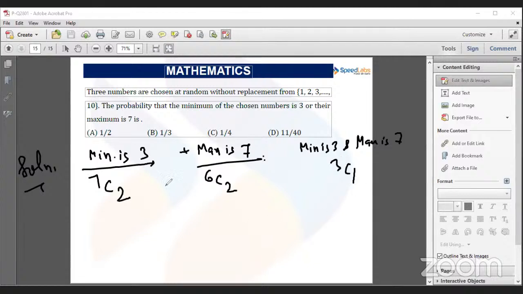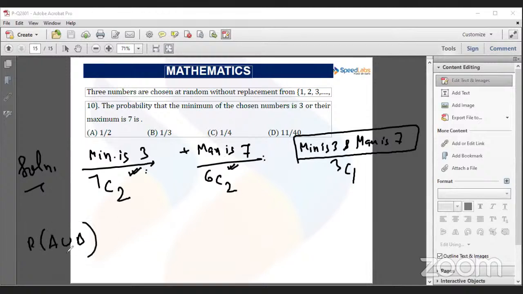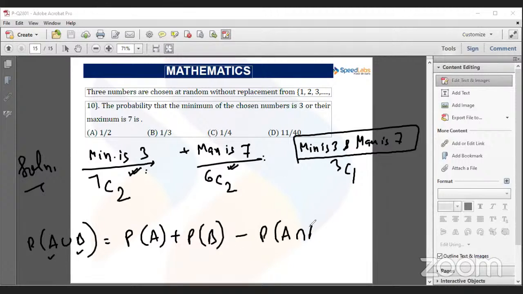Okay. And this will obviously include the case where minimum is 3 and maximum is 7. वो वाले case भी आ जाएंगे यहाँ पे. So actually ये वाला केस 2 बार आ चुका है इनके समेशन में. We'll have to subtract it once. Basically हम ये फॉर्मूला लगा रहे हैं यहाँ पे. Minimum is 3 और maximum is 7 is equal to minimum is 3 plus maximum is 7 minus minimum is 3 and maximum is 7.